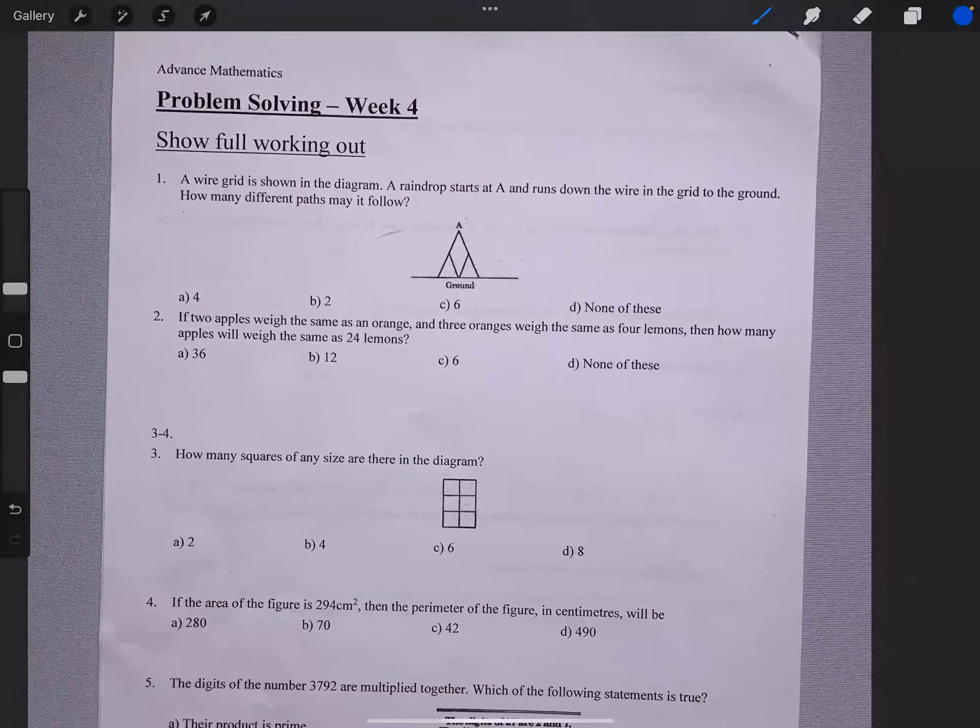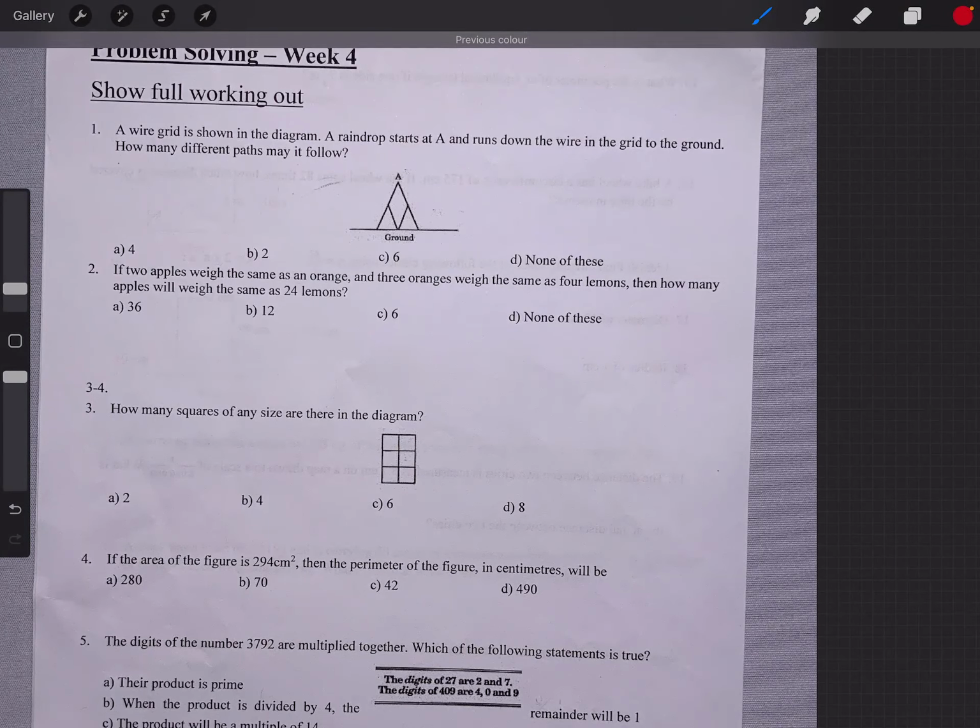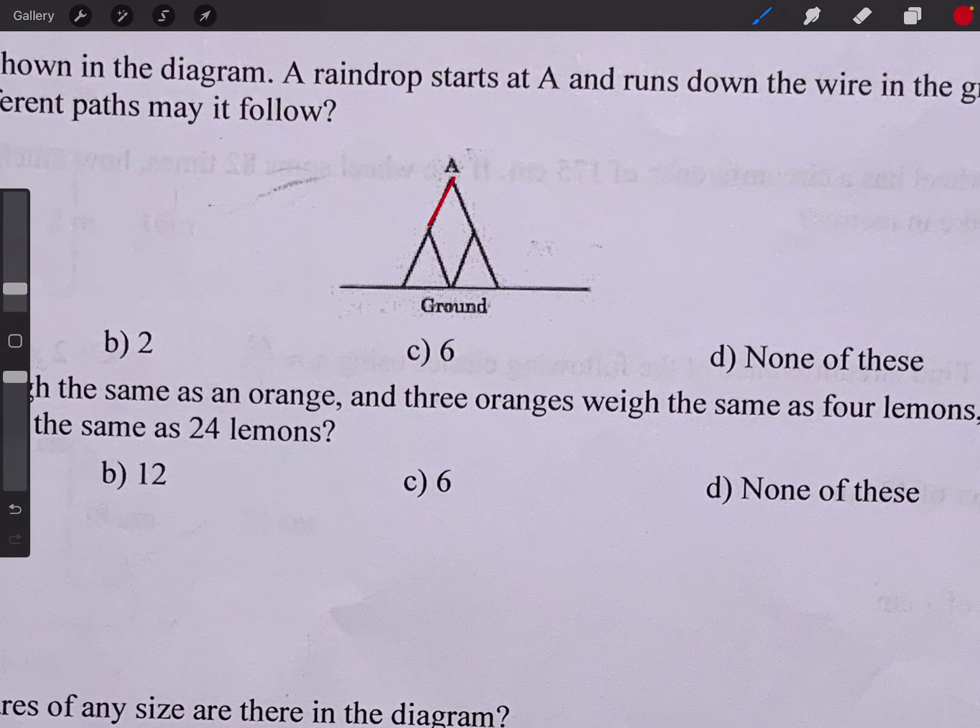A wire grid is shown in the following diagram. A raindrop starts at A and runs down the wire in the grid to the ground. How many different paths may it follow? Well, it can go this way, 1. It can go this, and then this, 2. It can go this, 3, or it could go this and this, 4. There's 4 ways.